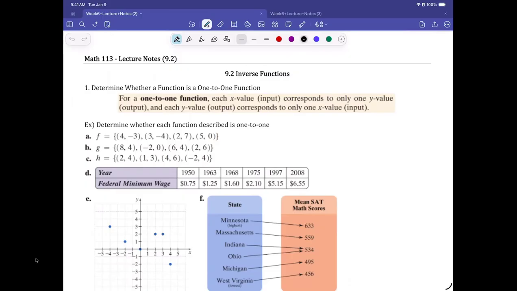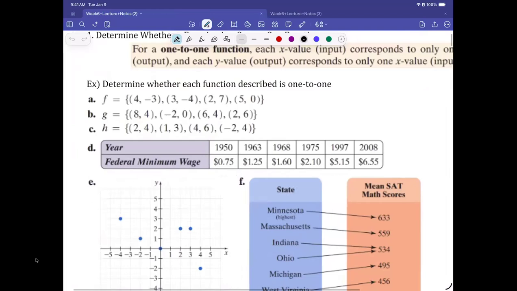So a 1-to-1 function is, each x value, which is the input, corresponds to only one y output. And each y value, which is the output, corresponds to only one x value. So how do we know, letter A? This is the relation with the f function: 4 comma -3, 3 comma -4, 2 comma 7, and 5 comma 0. So how do we know if this is a function or not?